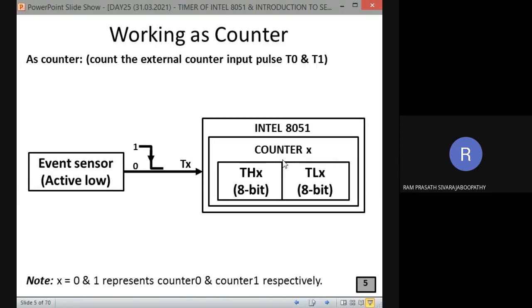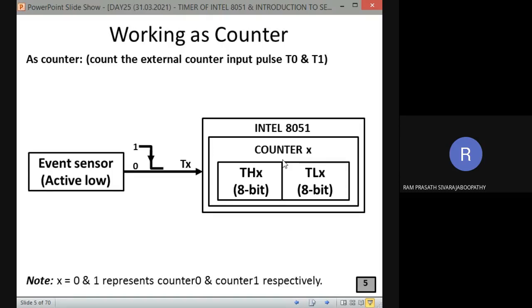Here also we are going to give pulse to your timer or counter. But from where is it getting in? Internal or external? Very good. It is from the external sensor. The sensor, for what purpose are we going to use it? Whether a person enters into the room or not.